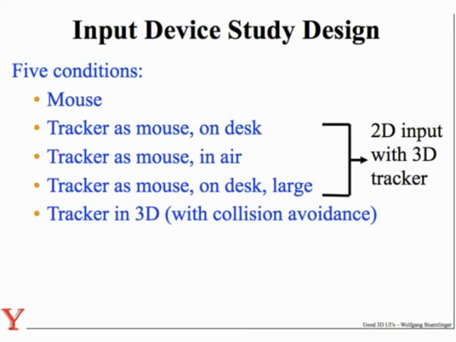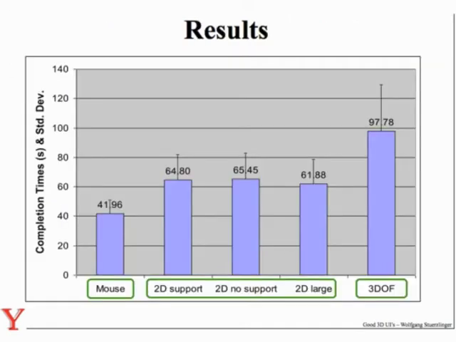We had five conditions. We had the mouse. We had the tracker on a desk. We tried it in the air. So we actually moved the tracker into the air to see if there's any effect of the supporting surface, right? Because there's a surface there. And we tried it in the larger area, and then we tried it in 3D.